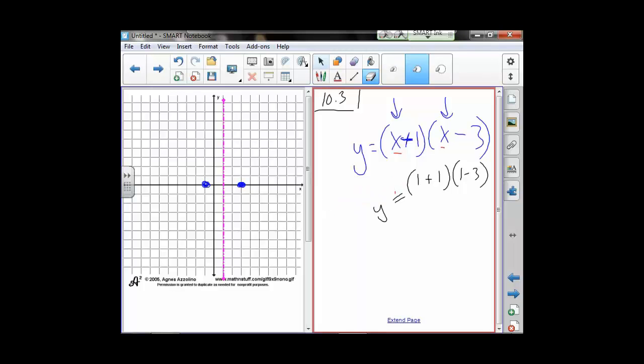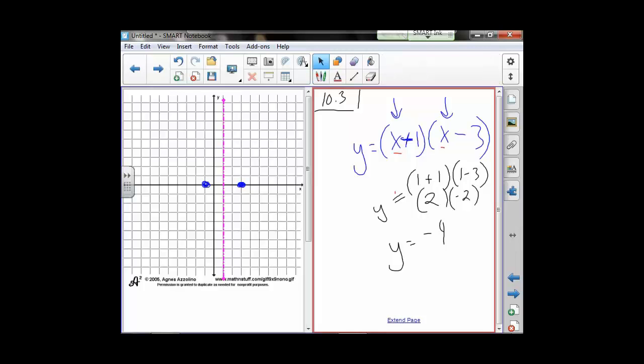So what's 1 plus 1? 2. What's 1 minus 3? Negative 2. Then I multiply these out and I get negative 4. So y is equal to negative 4. Are we okay with that?